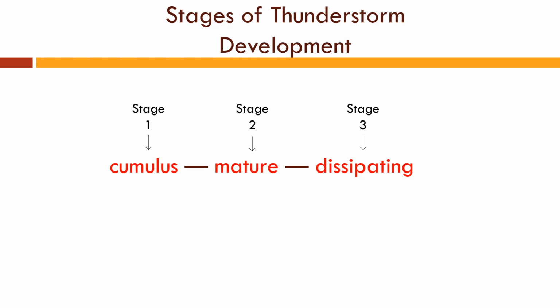Once again, let's go over the stages of thunderstorm development marked in red because it might be something you need to know for the exam. We have stage 1, which is the cumulus stage. We have stage 2, which is the mature stage. And we have stage 3, the dissipating stage. So we have the growth stage, the mature stage, and then, so sad, the thunderstorm is dying out stage.